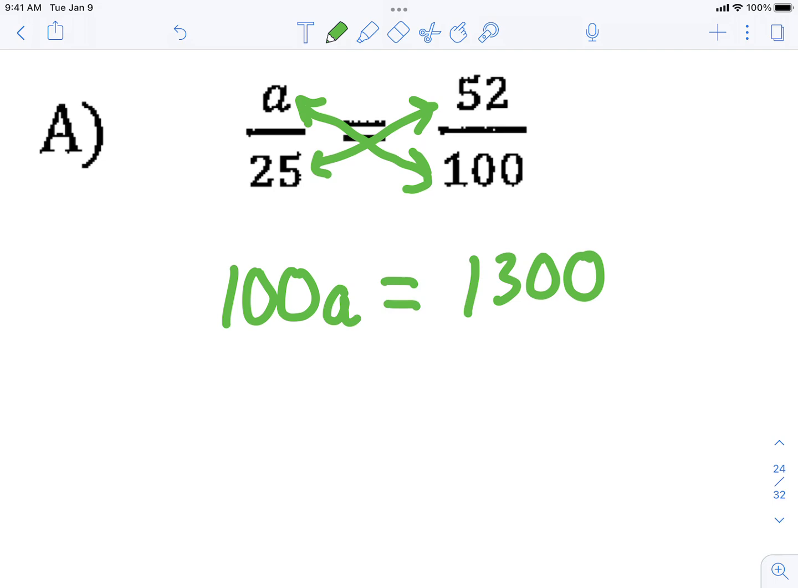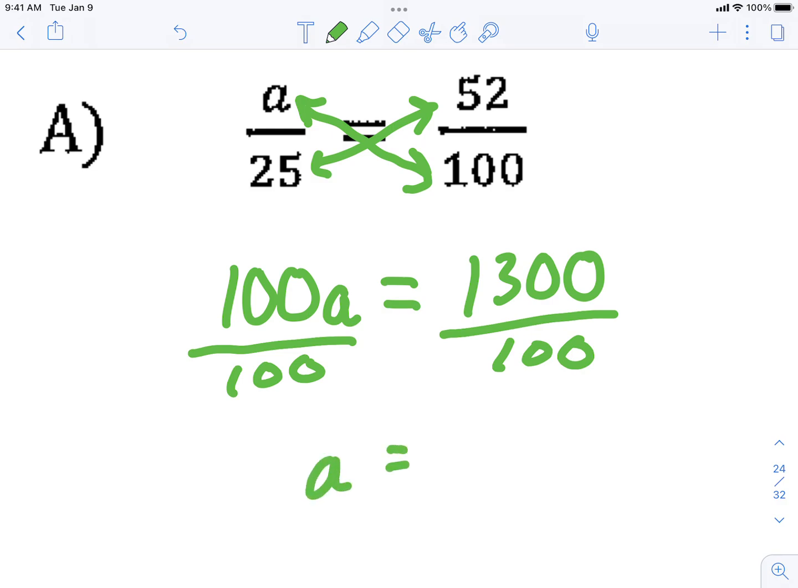So it's a one-step algebraic equation. We're going to divide both sides by 100, and we get A equals 13. So we just solved that proportion.